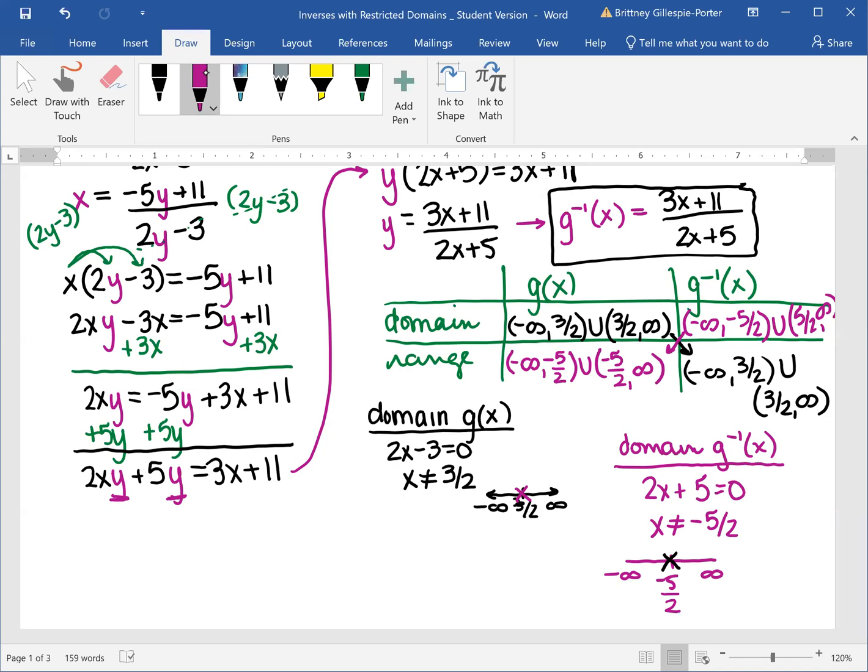So you've actually already been working on finding functions with restricted domains and their inverses. It's just it didn't really refer to it in that way, but our rational functions fall into that category.